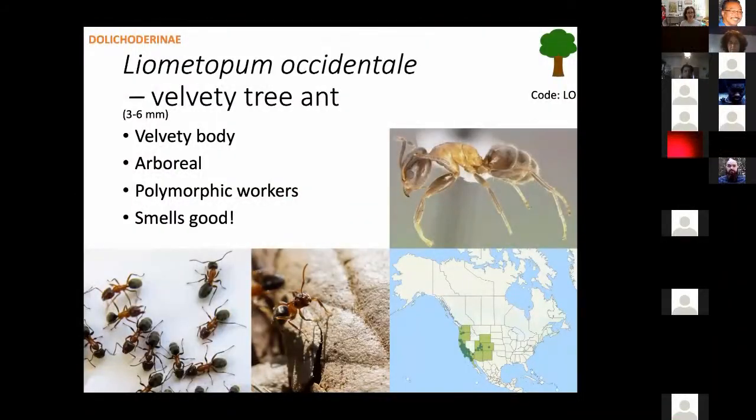Okay, so ants you might find around home in a yard or on the sidewalk. This is one of the species which I think is really cool. It's called the velvety tree ant. It's actually one of our native species that is found in healthy forests.